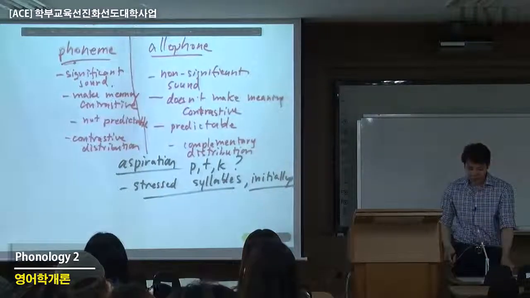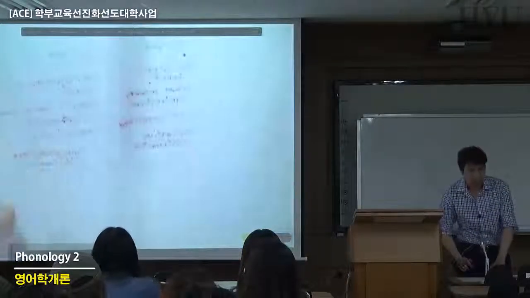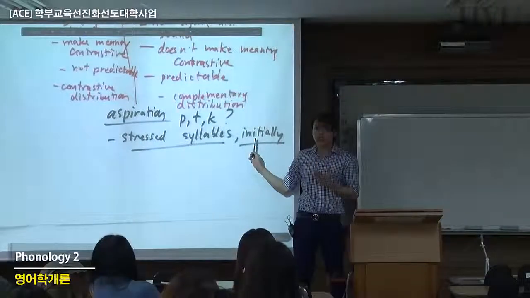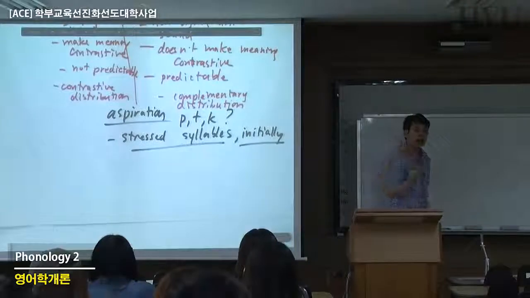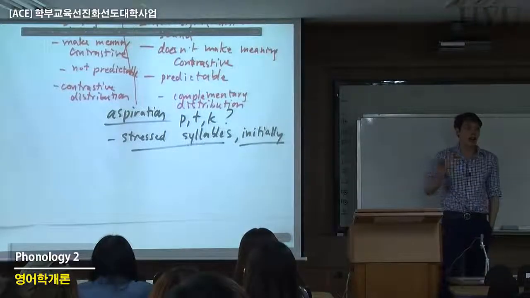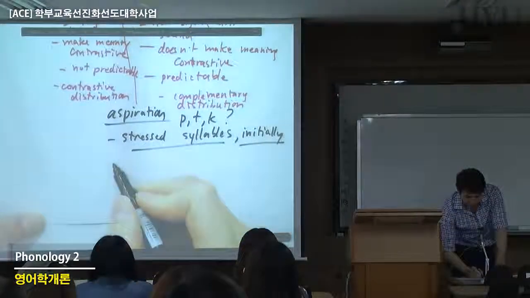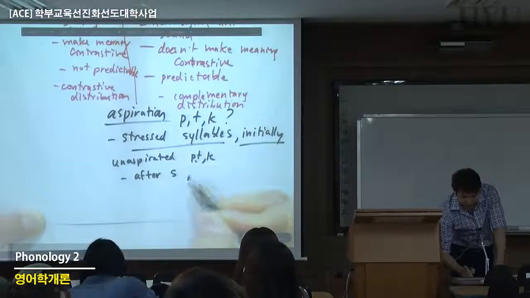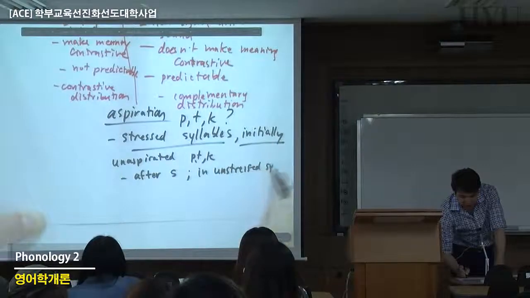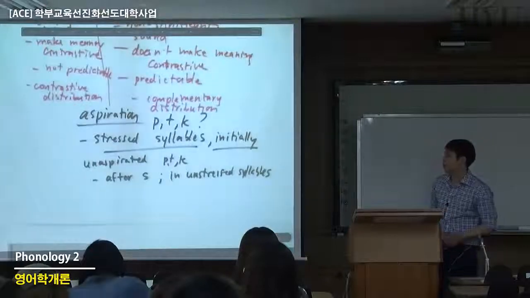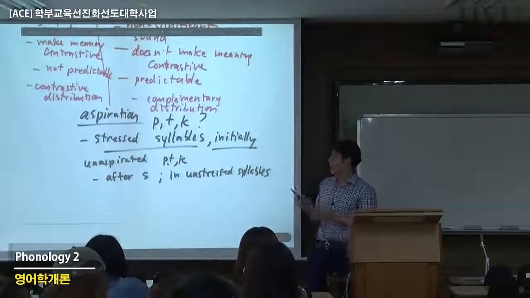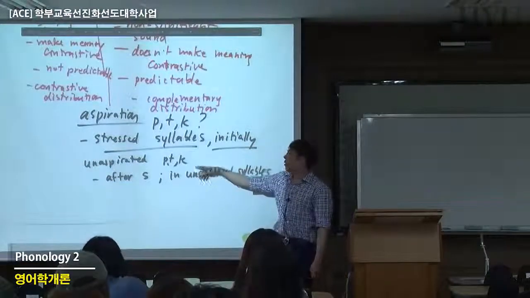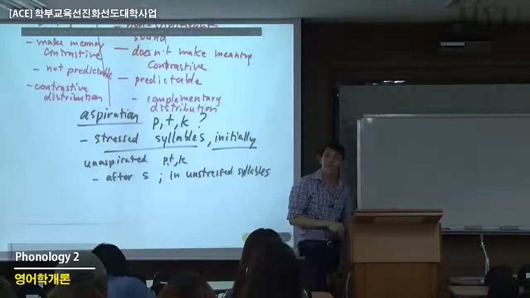So let me ask you this question then. We find the aspirated P, T, and K in the initial position of stressed syllables, okay? In unstressed syllables and after S, then unaspirated P, T, and K, okay? So unaspirated P, T, and K elsewhere, meaning after S and in unstressed syllables, right? So initial of the stressed syllable, okay? And then unaspirated P, T, and K after S and in unstressed syllables. So in other words, elsewhere, everywhere else where you don't find the aspirated P, T, and K, okay?